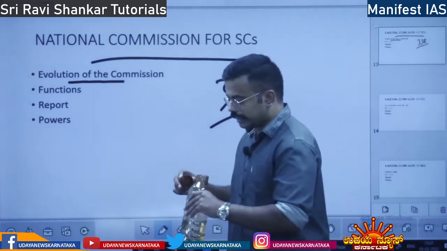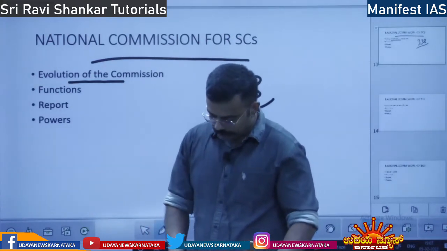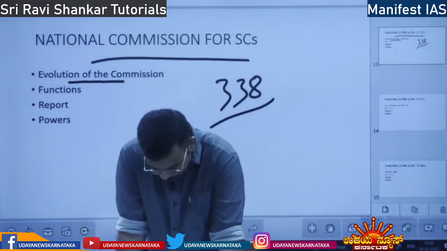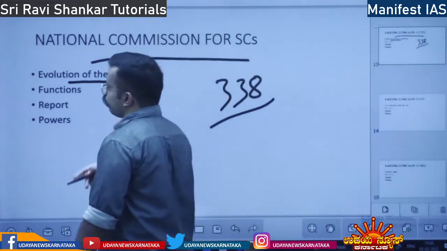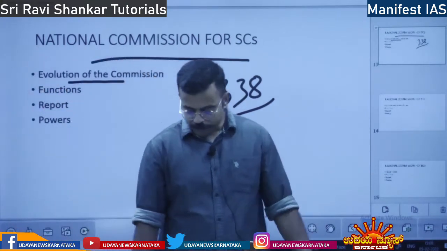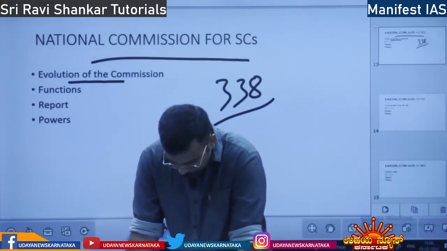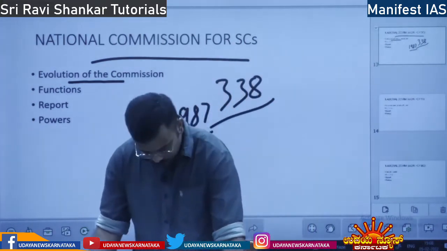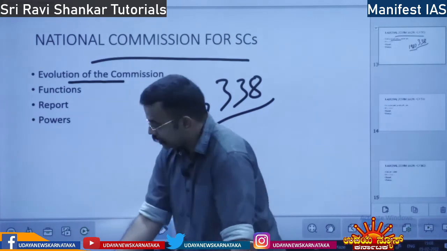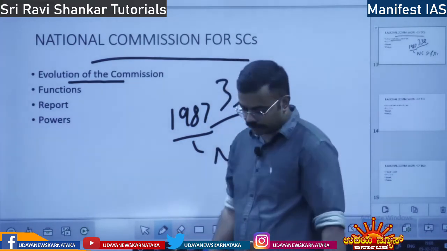Earlier, there was a special officer for SCs. Earlier, there was no National Commission. What was there earlier? There was a special officer for scheduled castes and scheduled tribes to investigate all the matters related to SCs and STs. However, when did the National Commission come up? The National Commission came up in 1987. In 1987, first came the National Commission of SCs and STs. So initially, National Commission of SCs and STs were together in 1987. Okay.